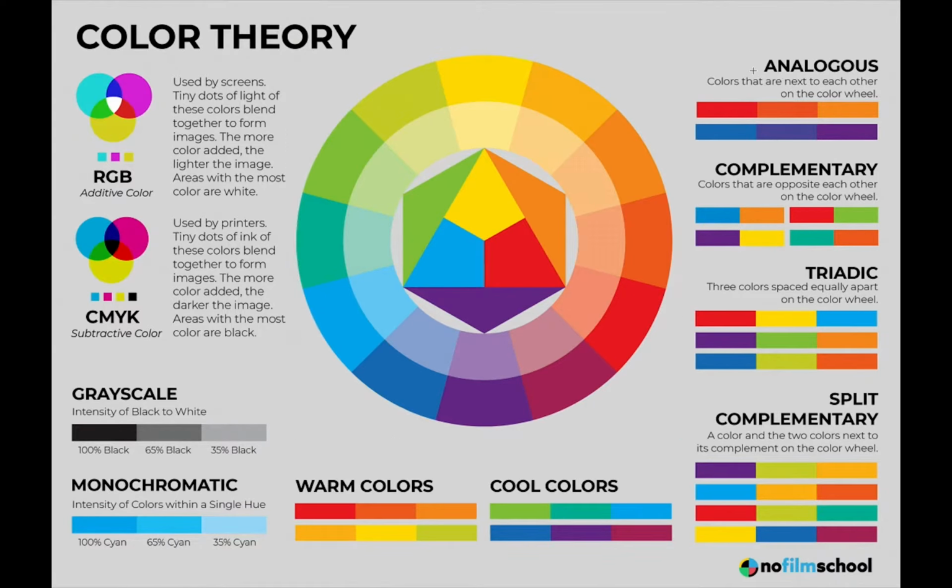So if I just go through a few of these, we've got analogous, which is colours that are next to each other on the colour wheel. We've got complementary, which is colours that are opposite each other on the colour wheel. We've got triadic, so that's three colours spaced equally apart on the colour wheel. Or we've got split complementary, which is a colour and the two colours next to its complement on the colour wheel. So these are just a few of the rules that you can learn, and each one of these rules will give your work its own unique look.